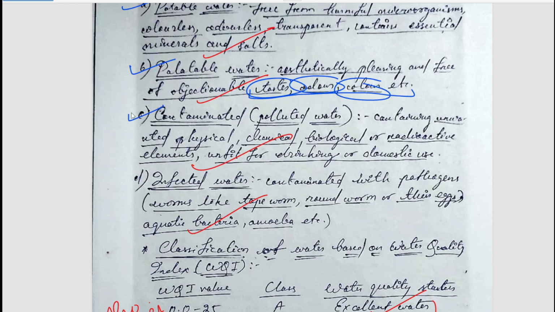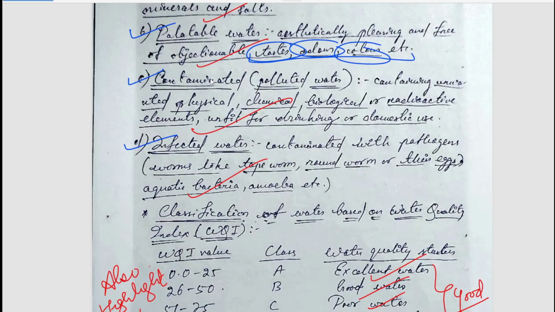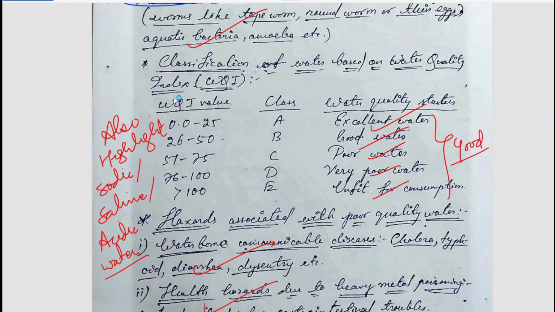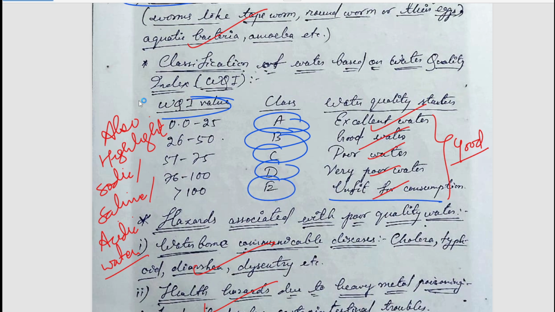Obviously, polluted water which has microbes in it. Then infected water, that is a higher level of contamination. In contaminated water, there could be some physical contamination, mechanical contamination, but in infected water, there will be pathogens for sure. Okay, so keep it in mind. You can see the water quality value. It has been mentioned, that is class A, that is excellent water, class B, that is good water, class C, that is poor water, class D, that is very poor water, and class E, unfit for consumption. And its water quality value can also be mentioned.